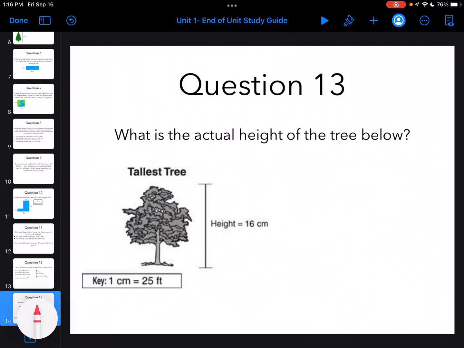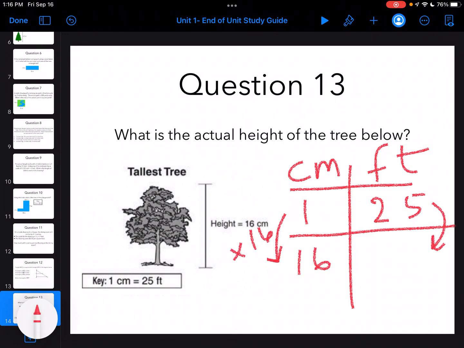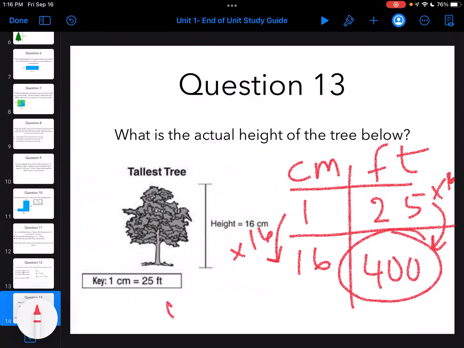And then the last question, what is the actual height of the tree below? So I've got centimeters and feet. I know 1 centimeter equals 25 feet. And I know I have 16 centimeters. So I'm going to multiply this side by 16. So 25 times 16 is 400. So it's going to be 400 feet tall. It seems really tall.